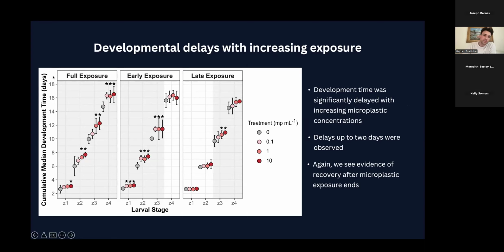And so here we've got essentially the amount of time it takes to get through that stage on the y-axis, increasing in time. And so you see for each of the 3 or 4 stages that we track this for, the more microplastic in the system, the longer they actually stayed at that stage compared to the control. And this remained consistent for the full exposure and late exposure experiments. And then again, in the early exposure experiment, we saw evidence of recovery after the microplastic exposure actually ended. So the amount of time they spent in that last stage actually matched what the others were after the microplastics were taken away.